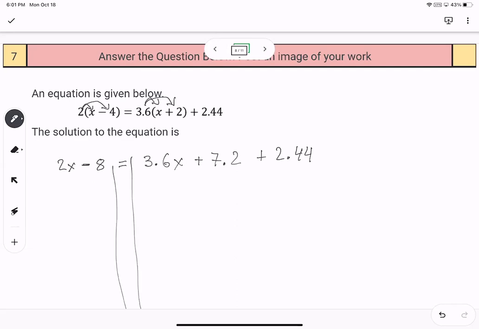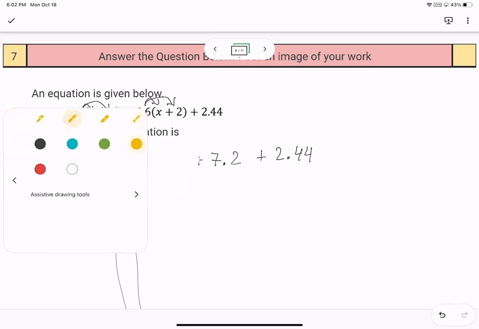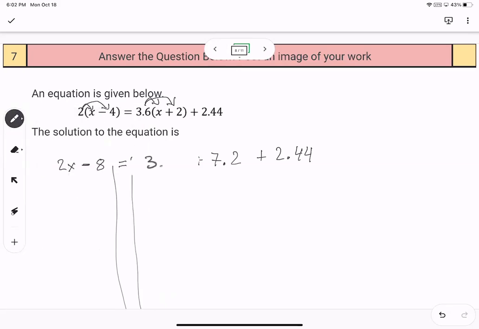It's following the same steps. On the left side, there's nothing I can simplify yet, but on the right side, if I take a look carefully, I have 7. Oh, whoa, it didn't erase. Okay, I need to erase it again. On the right side, I have these like terms, which is positive 7.2 and positive 2.44.